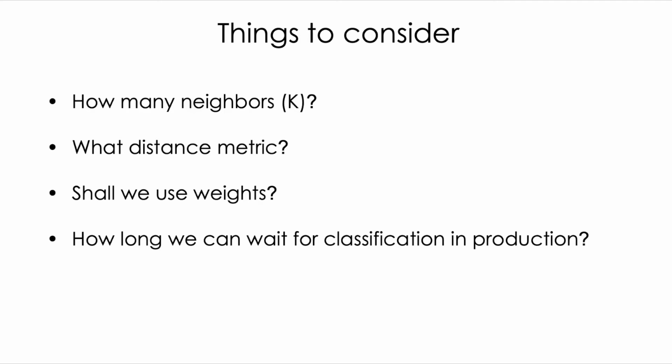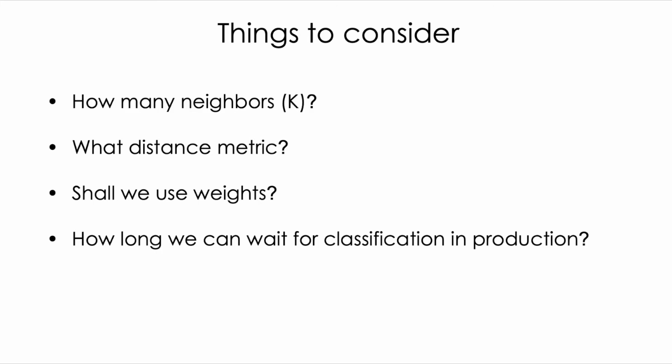Another question is whether we should use weights. In my experience, adding weights to the neighbors always improves the results of the classifier. But regarding weights for the dimensions, we must only use them if we really know those weights or we have a clear explanation of why those weights are suitable for the dimensions we have in place. Another important thing is how long we can wait for classification at production time, right?